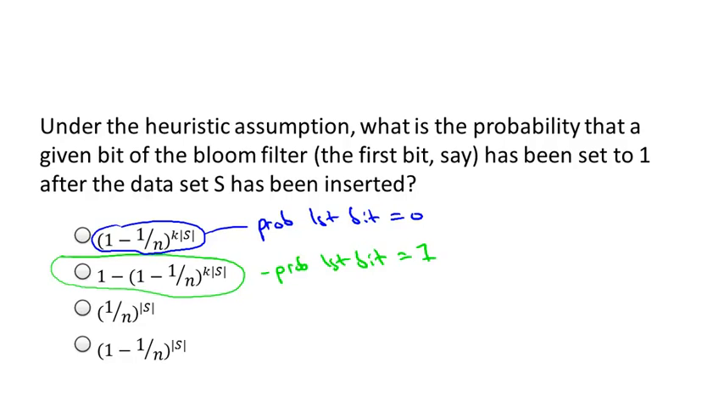So the overall probability of eluding all of the darts is (1 - 1/n) raised to the number of hash functions k times the number of insertions, cardinality of S. And again, the probability that it's 1 is just 1 minus that quantity, which is the second option in the quiz. So let's go ahead and resume our analysis using the answer to that quiz.